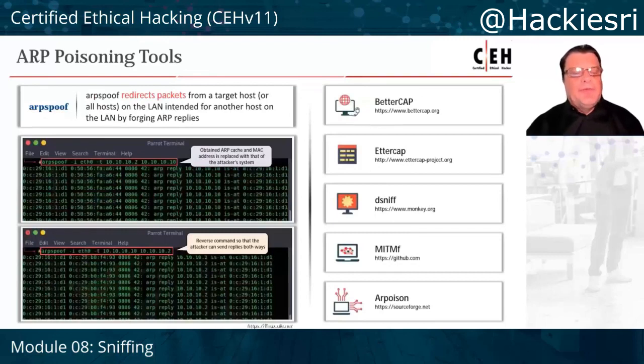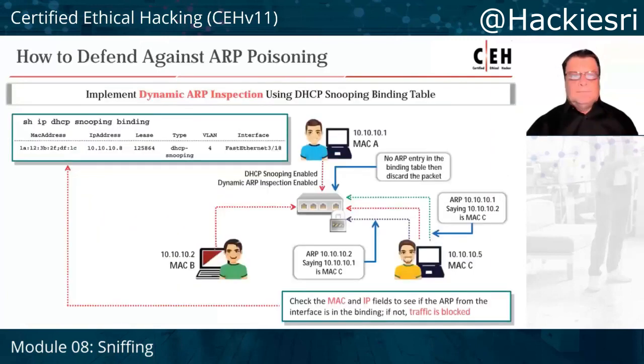ARP poisoning tools include the following. There's arpspoof. Arpspoof redirects packets from a target host, or all hosts on the LAN, intended for another host on the LAN by forging ARP replies. Below that, we again see a couple of screenshots showing how this appears in the terminal. ARP poisoning tools also include Bettercap, Ettercap, dSniff, MITMf, and ARP Poison.